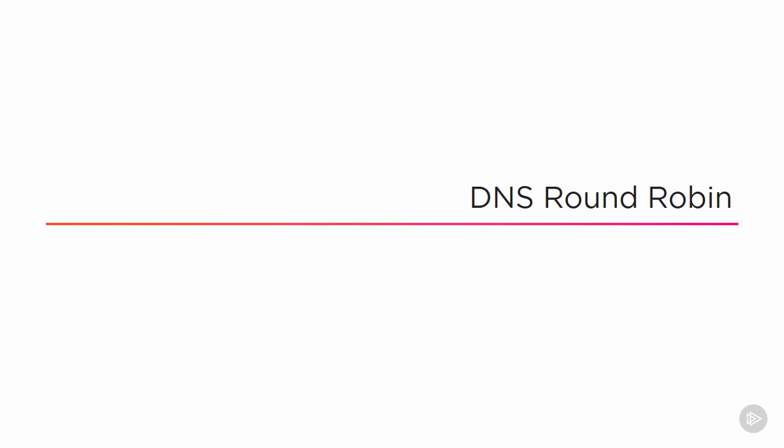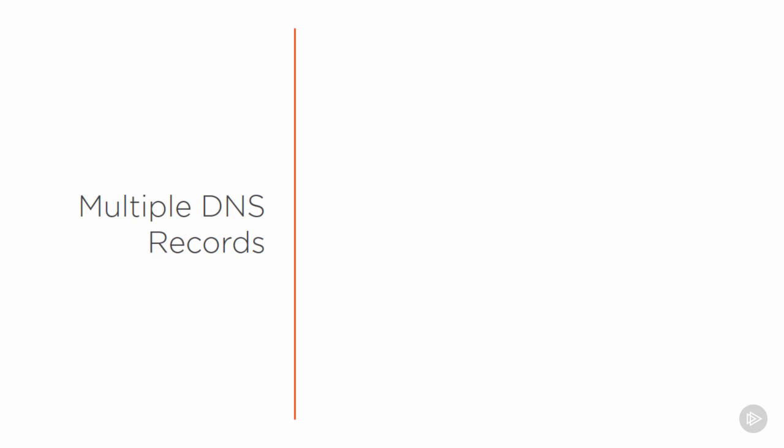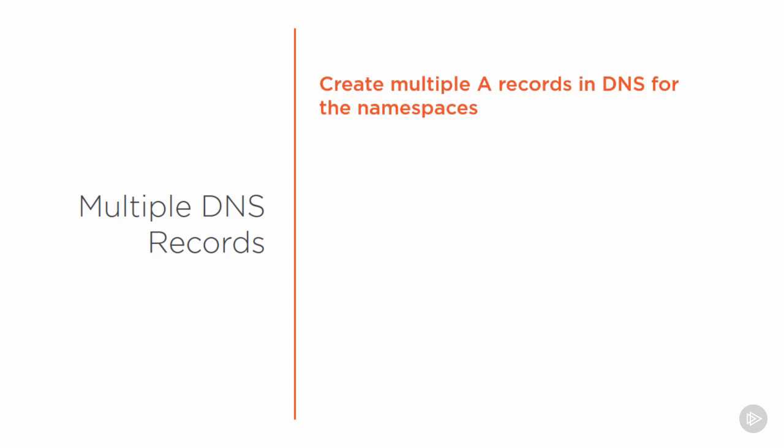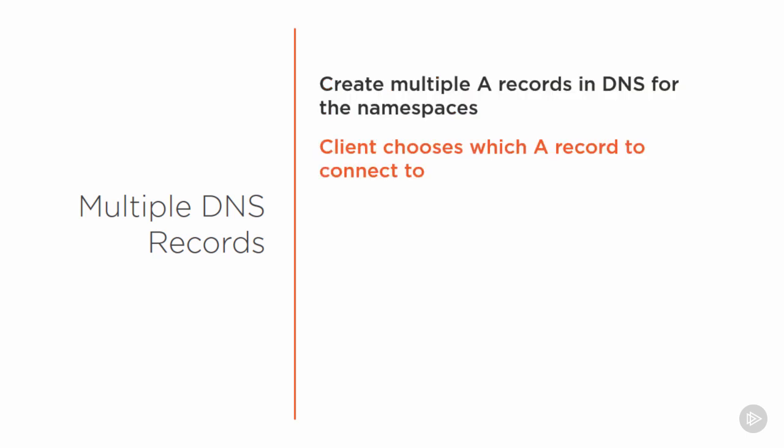Well, after all that talk about the complexities and the pros and cons of load balancing, let's take a look at DNS round robin. A DNS round robin is not at all complicated. It simply means you are configuring multiple DNS records for the namespaces that you're running your Exchange services on. The client performs its DNS lookup for those Exchange namespaces and receives multiple IP addresses or multiple A records, and the client simply chooses which one of those A records it's going to connect to.